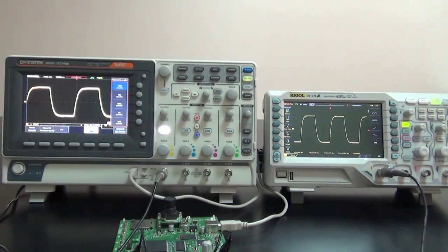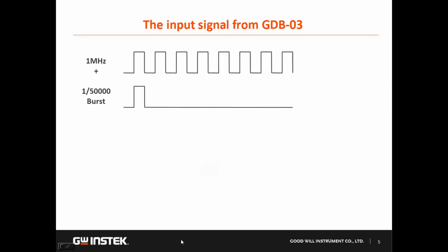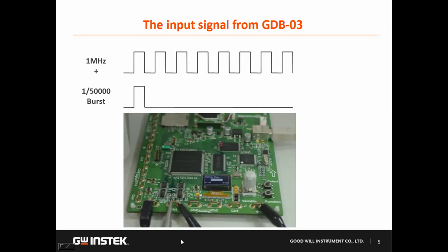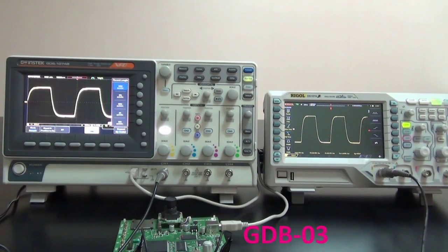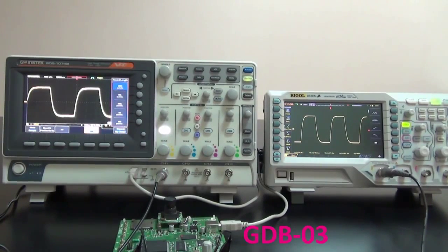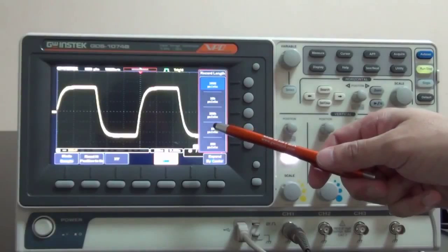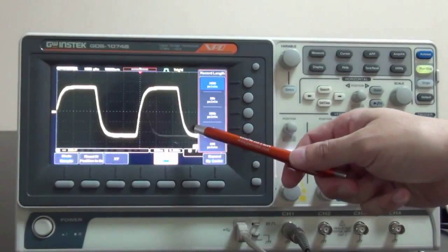This demo board GDB03 is used to generate a mixed signal, which includes a continuous signal and a burst signal. Both oscilloscopes have the same setup parameters. First, we will compare burst waveform capture between GDS 1074B and DS1074Z. Let's observe the waveforms of GDS 1000B.